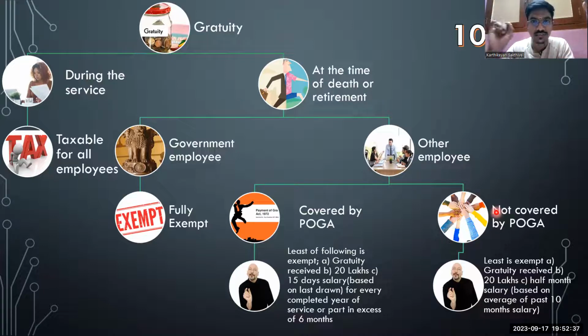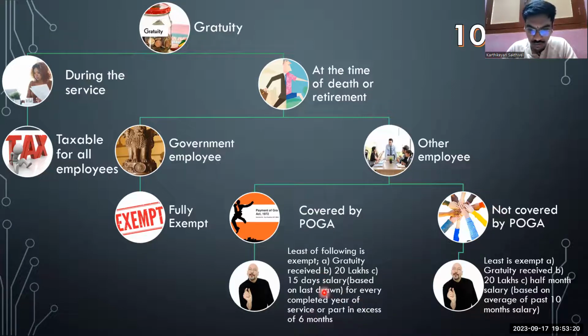Second is 20 lakhs. Third is 15 days salary for every completed year of service or part thereof in excess of 6 months, which basically means 15 days salary into number of years of service. To summarise, the least of the following will be exempt. The first is the amount of gratuity received. Second is 20 lakhs. Both of these are straightforward. As far as point C is concerned, what we can do is 15 by 26 into last drawn salary into every completed year of service or part thereof.